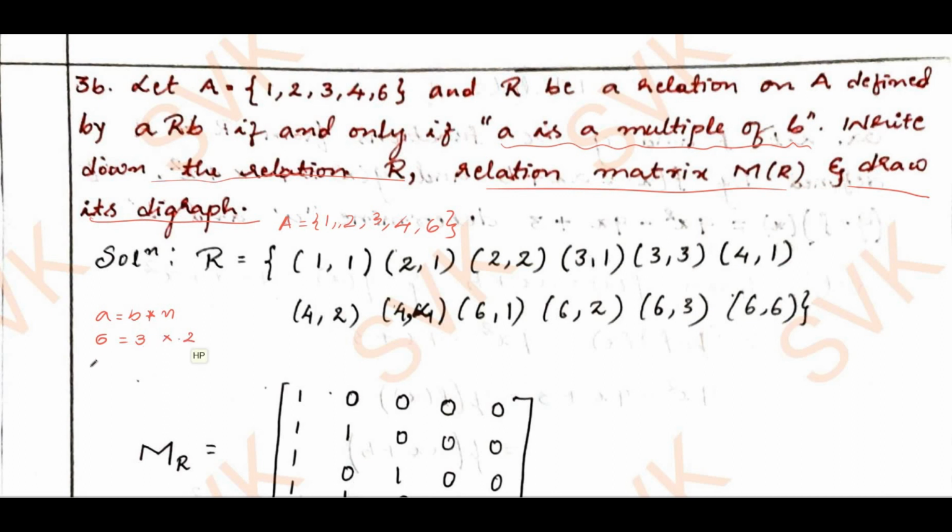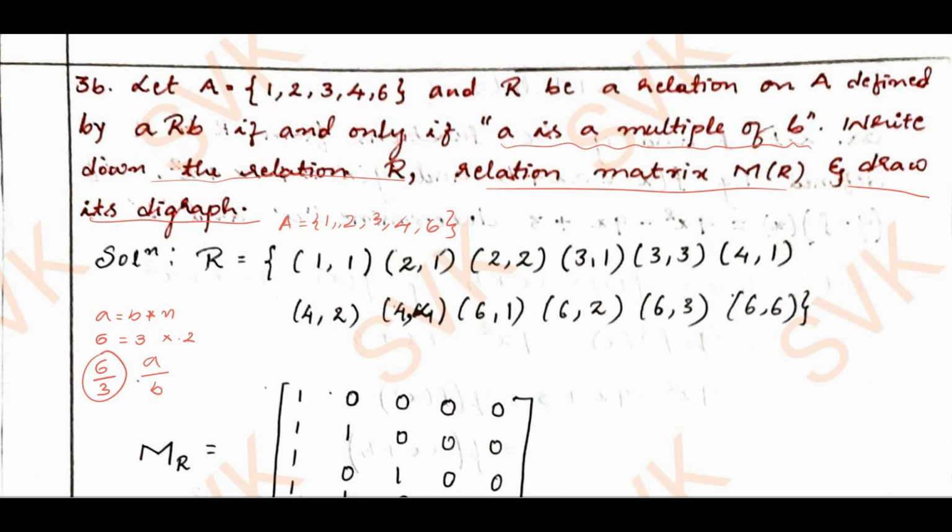So also we can say that 6 is divided by 3. We can look at it in this manner, or else we can see the value a divided by b. We need to see the relation such that a is divisible by b. I am looking for that type of relation. So if I consider 1, 1, that is possible. Definitely 1 is divisible by 1.